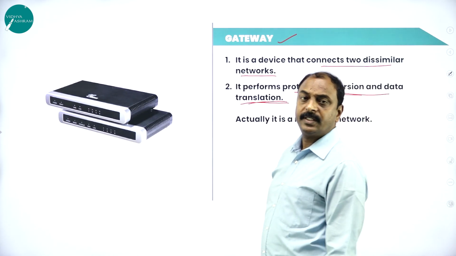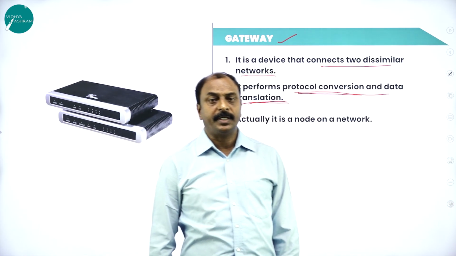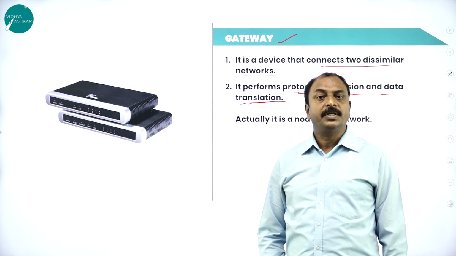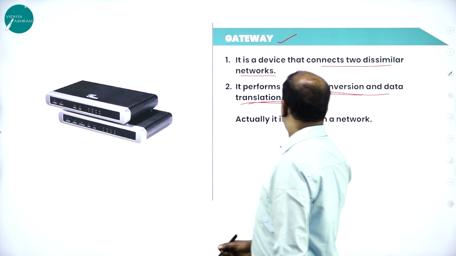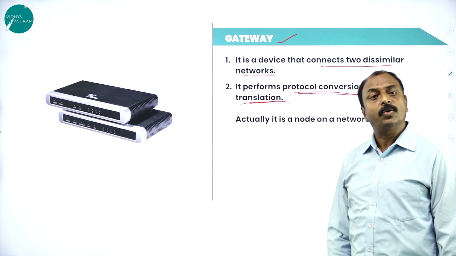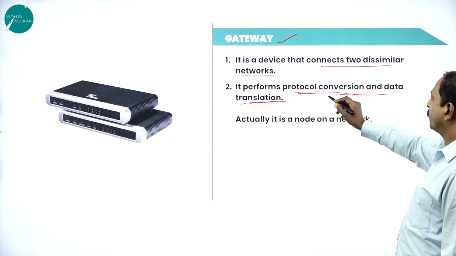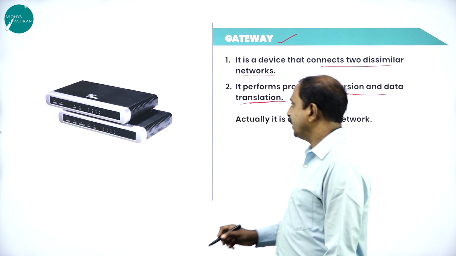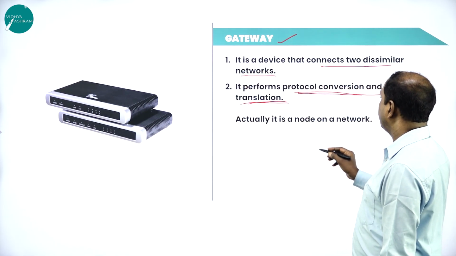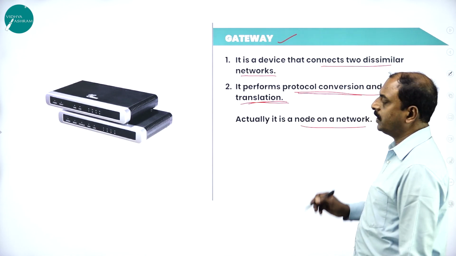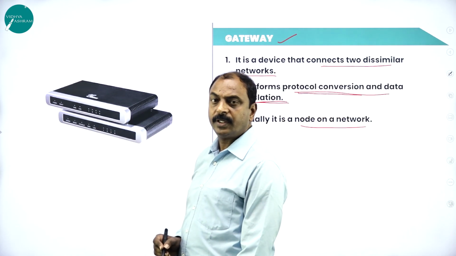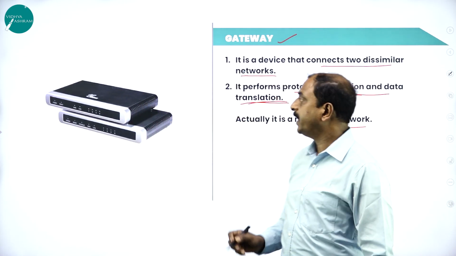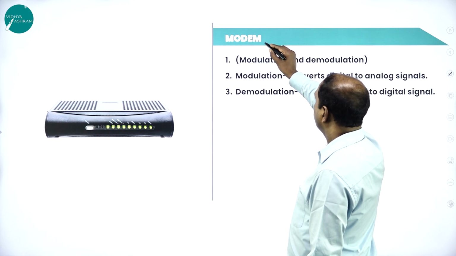As data is transmitting over the network, we can come across different types of data. It works with different types of protocols and different types of conversion or coding systems. So the gateway performs protocol conversion and data translation accordingly. That is the function of gateway. Actually, it is a node on a network, one of the nodes in a computer network. So this is gateway.